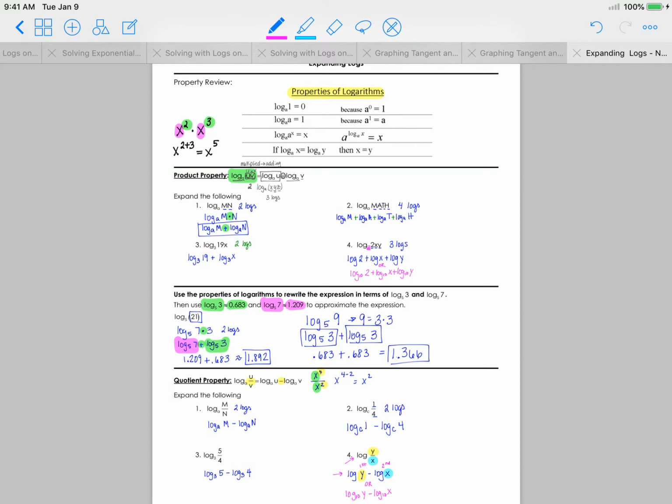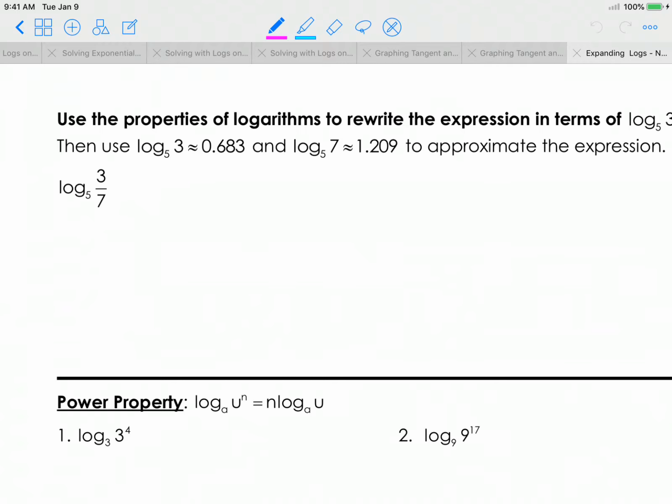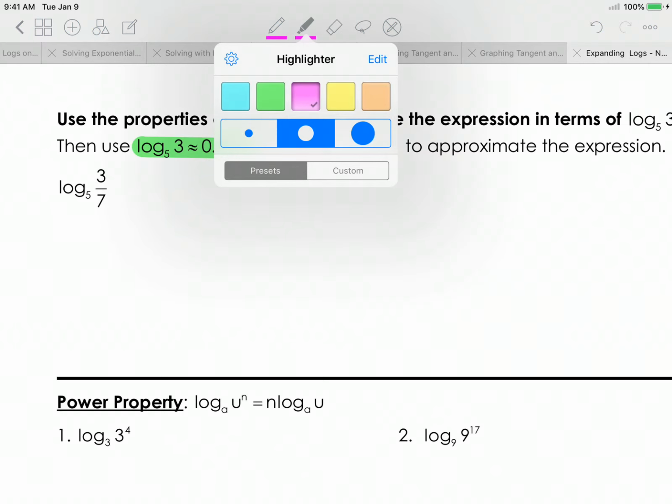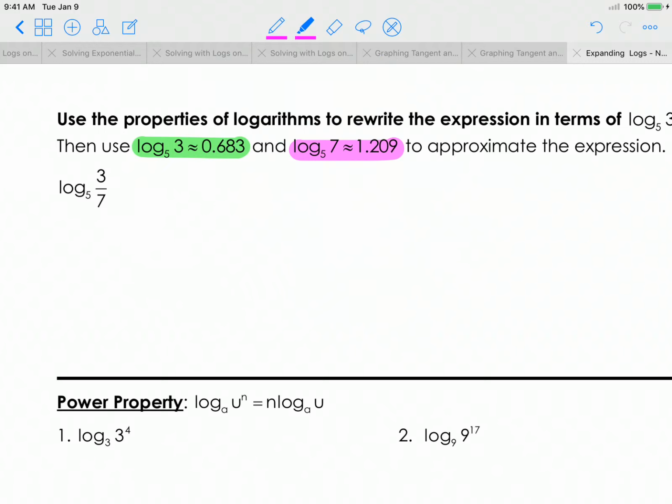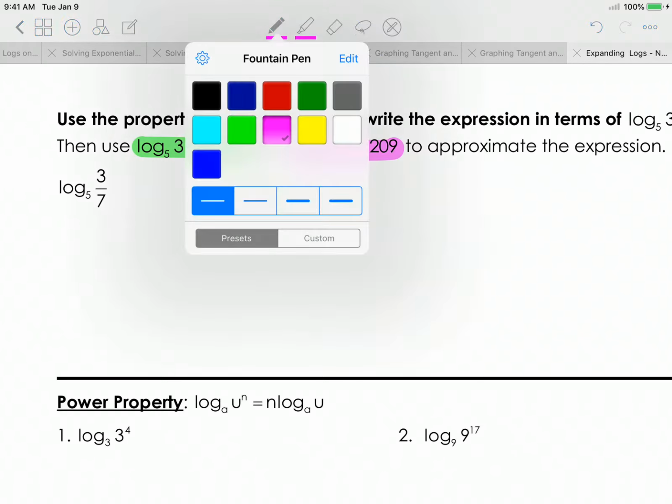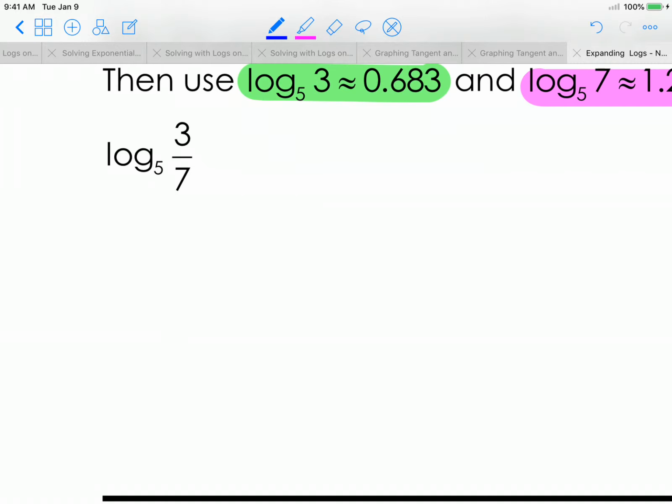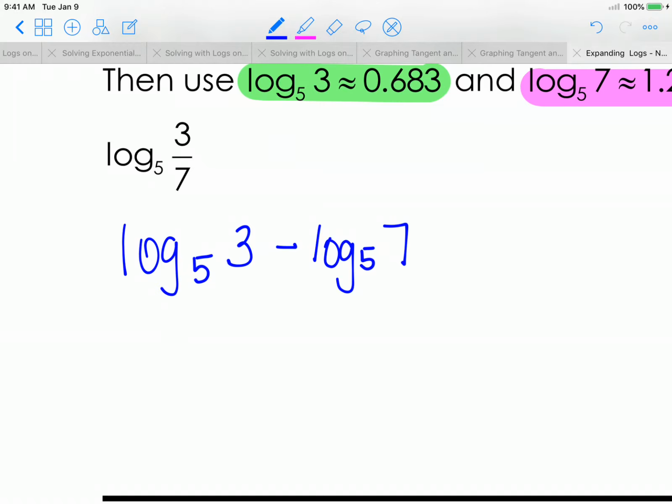Okay, good job, guys. Okay, flip over. Okay, so now let's put it into practice. Again, we're given log base 5 of 3 is equal to 0.683, and log base 5 of 7 is approximately equal to 1.09. Okay, so on this one, we're not having to try to figure out what to multiply, it just gives it to us. So let's expand this first. So we get log base 5 of 3 minus log base 5 of 7.